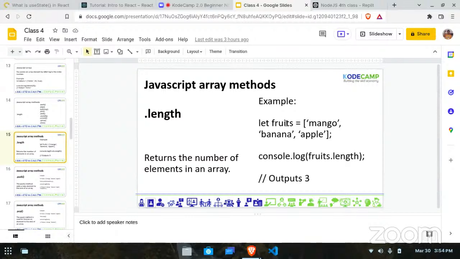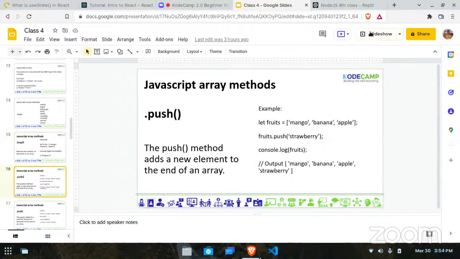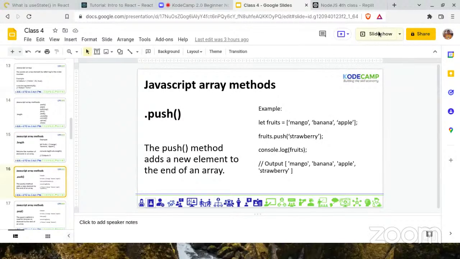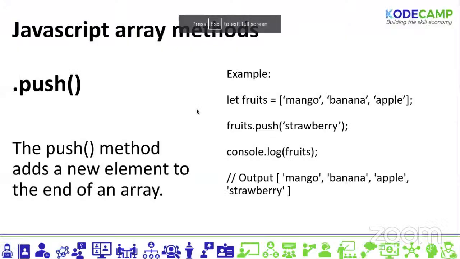have inside an array. So then from there we also have push. Let me see, I guess by now it should go live. Okay, yeah. So then we have the push method. The push method adds a new element to the end of an array.